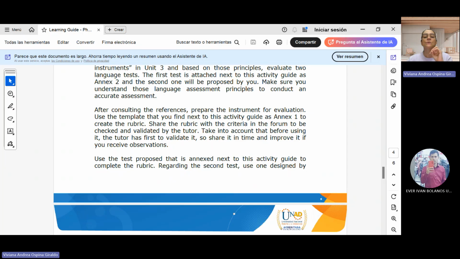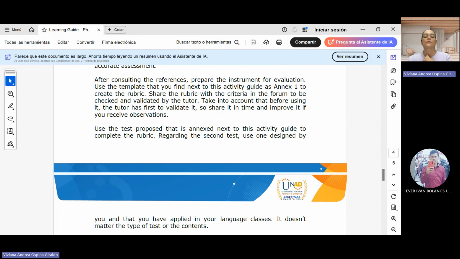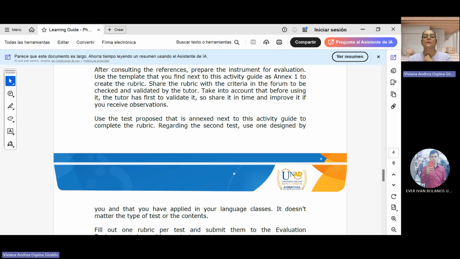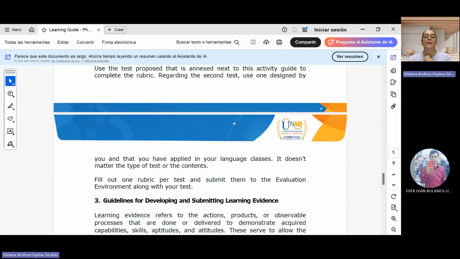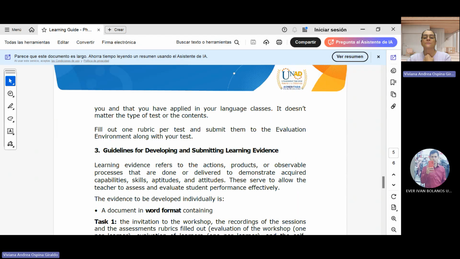And you have to create the rubric and you have to share the rubric in the forum so that I can validate it. And then you are going to use the test proposed that is annexed next to the activity guide. Regarding the second test, use one designed by you and that you have applied in your language classes. Un examen que ya lo hayas aplicado. Fill out 1 rubric per test and submit them to the evaluation environment.